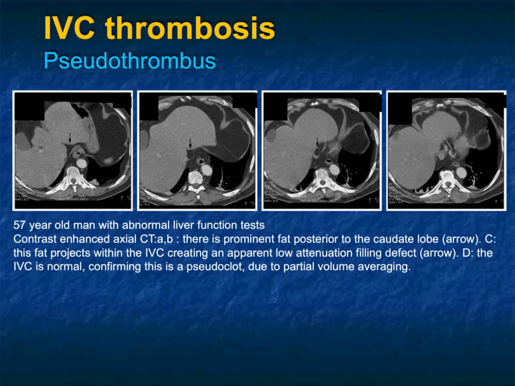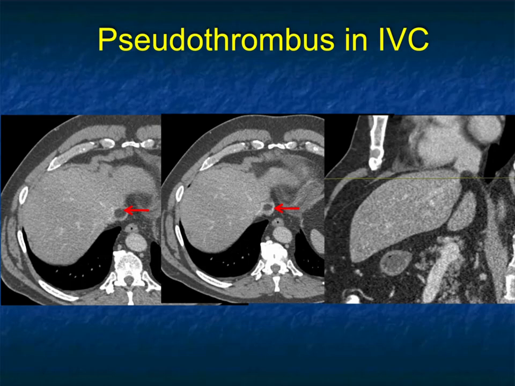And I'll show you two cases. You can see here, you just don't see the IVC, but then you see something, you say, oh my goodness, this looks like a thrombus here. But it's really not, it's really a pseudothrombus. There is no thrombus present. And here's just one more example.